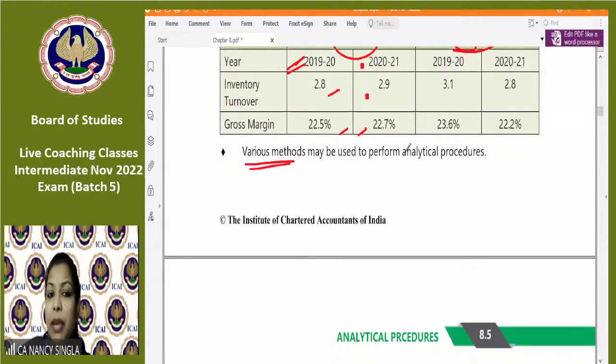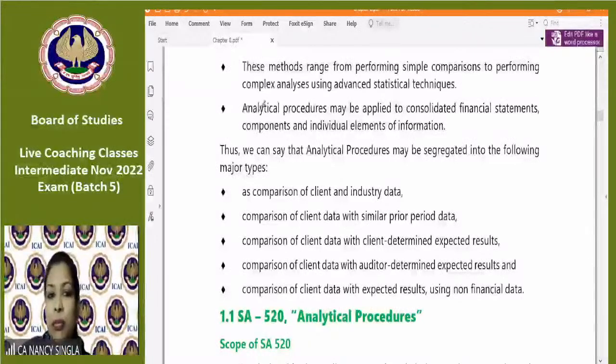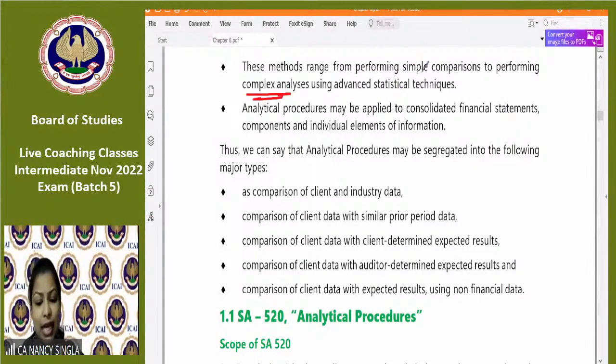And there are various methods to perform analytical procedure. They may be simple or they may be complex calculation. If you all remember, in statistics, you have done linear regression, calculation of coefficient of correlation. So all that are also used as analytical procedures. So there may be simple comparisons the way we did, कि last year GP ratio itna tha, this year kitna hona chahiye, ठीक है? Or there may be complex analysis, ठीक है?